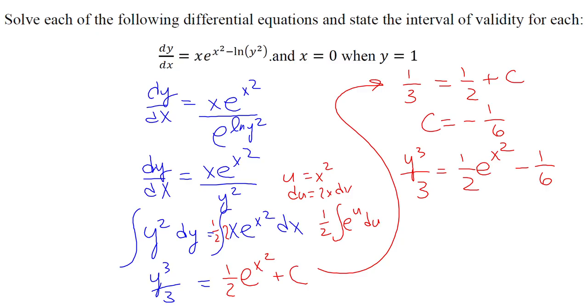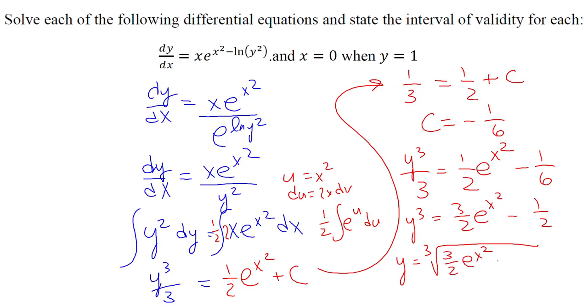We'll multiply everything by 3 to get 3/2 e to the x squared minus 3/6, or 1/2. And then we'll just cube root. So we have y equals the cube root of 3/2 e to the x squared minus 1/2.